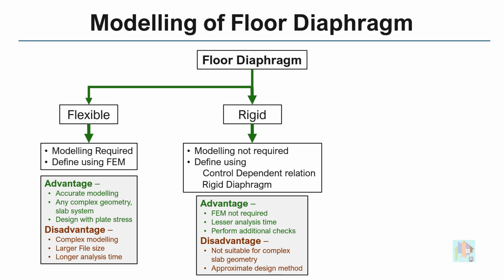We can perform additional checks like calculation of inherent and accidental torsion due to different center of mass and center of rigidity, and perform irregularity checks during seismic analysis. The only disadvantage is we cannot use this method for complex slab geometry with opening or to design it as a PT or flat slab. There are few ways.